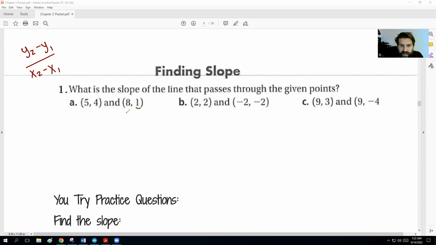All right, so we're going to take the y's and subtract them. We're going to do 1 minus 4 over, then take the x's, 8 minus 5. The one thing you must do is make sure you go in the same order. All right, 1 minus 4 is -3. 8 minus 5 is +3. And then you need to reduce the fraction. Hey, we did this one earlier. It's -1.